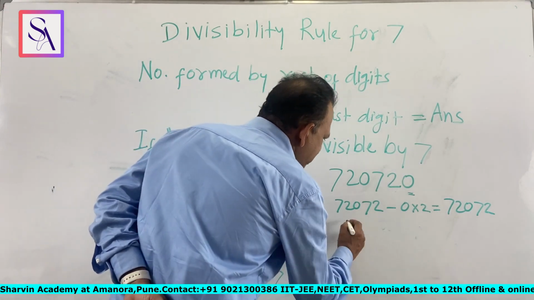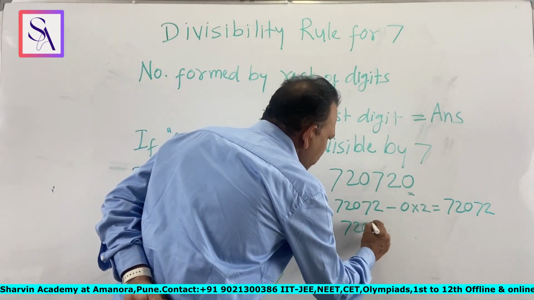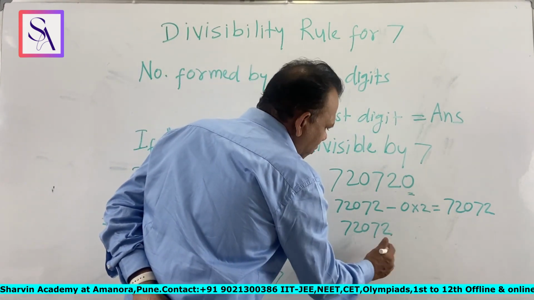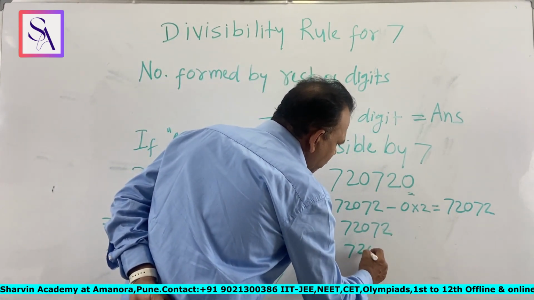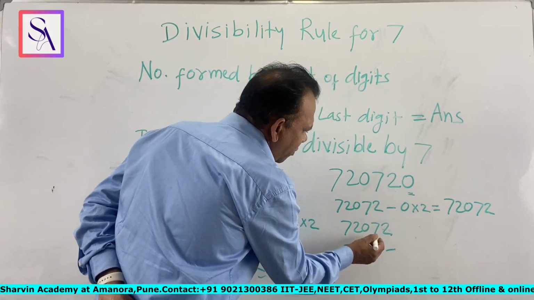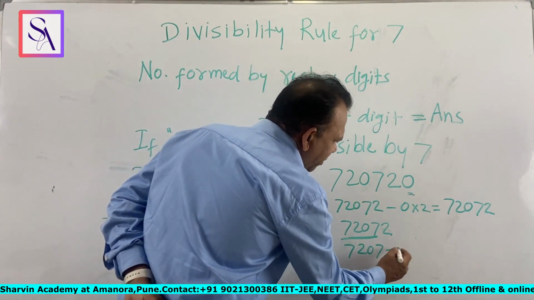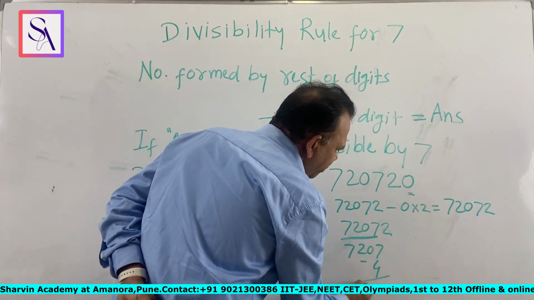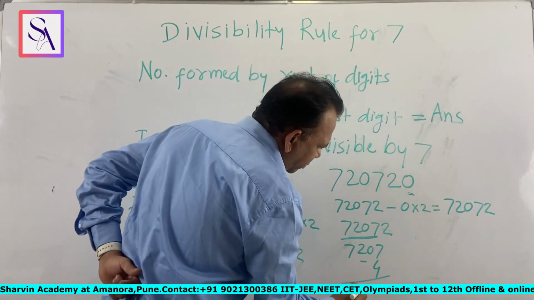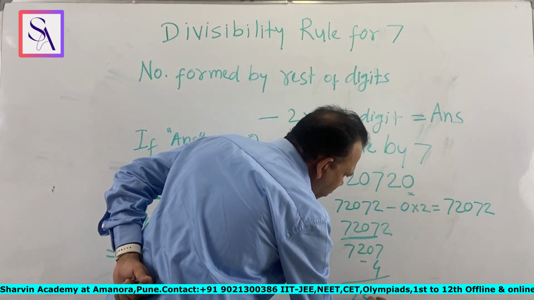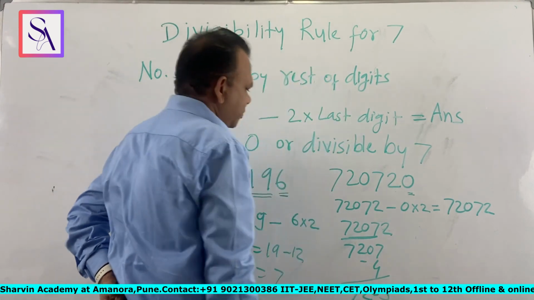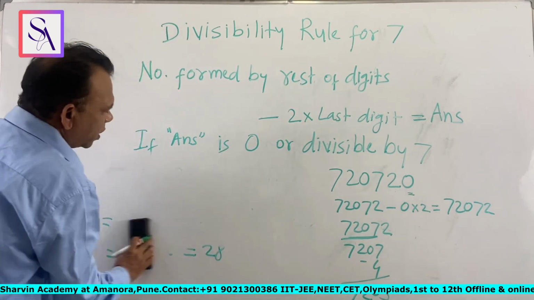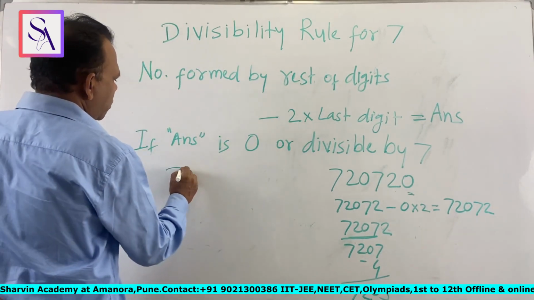Now from this 72072, again I will multiply this 2 by 2 and subtract from the rest of the number, 7207. So 7207 minus 4, it would be 7203. So what we got? 7203.